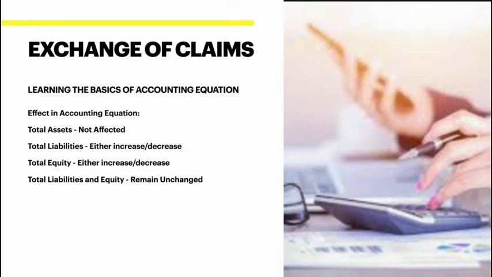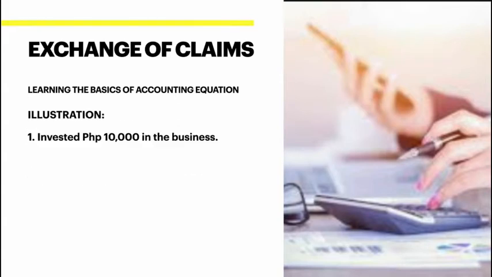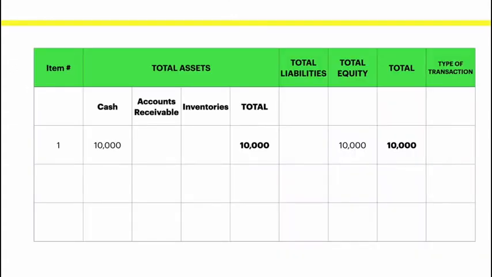To illustrate, let's assume the following transactions. Number 1. Invested 10,000 pesos in the business. How do we record this transaction in the accounting equation? Since the transaction is an investment of cash to the business, the cash account under the total assets will increase by 10,000 pesos, with a corresponding increase in the total equity account of 10,000 pesos. As you can see, this transaction caused the total assets and total equity to increase by 10,000 pesos.